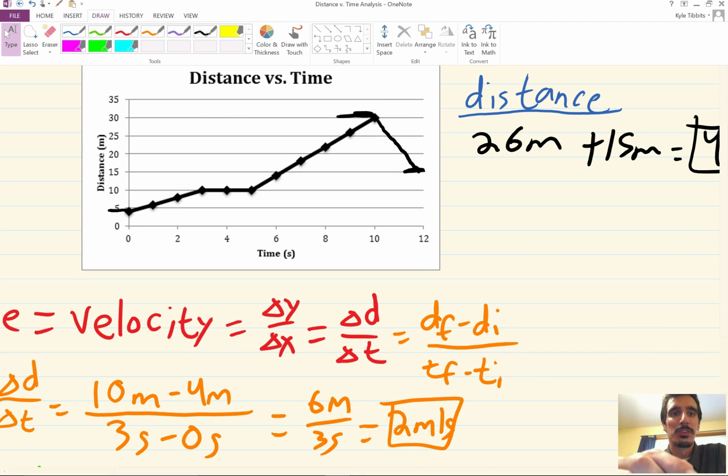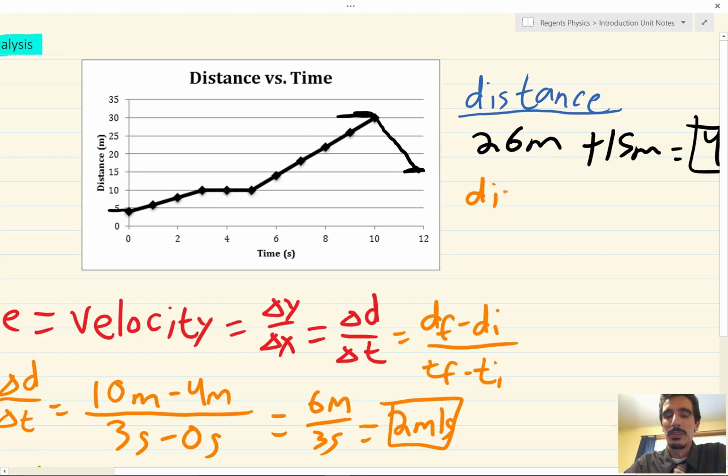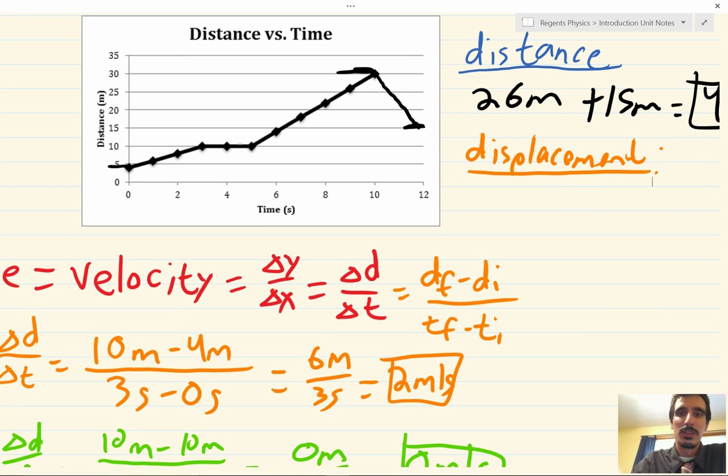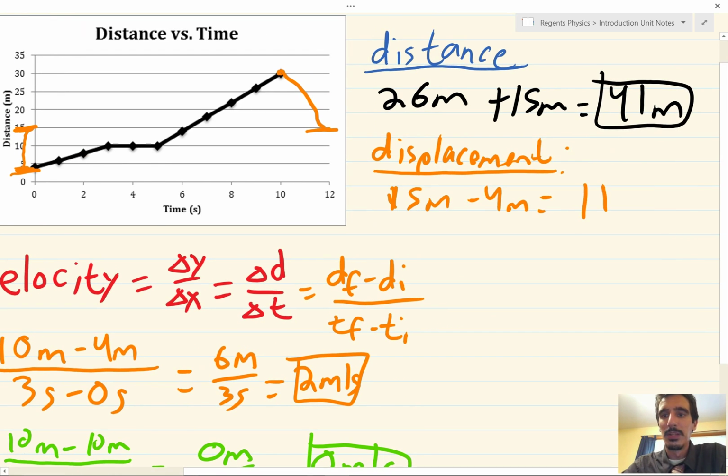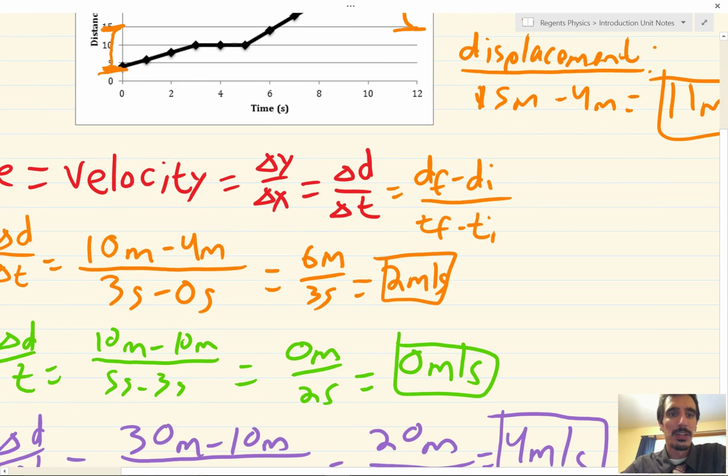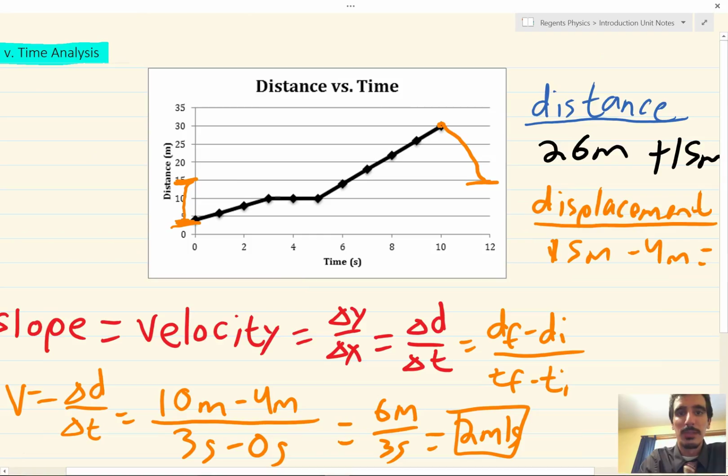Okay, let's do the same thing for displacement. And let's see if we'll get the same answer as distance. So again, displacement. Where do you start? Where do you finish? It's the shortest path. So we started at 4 meters and we finished at 15 meters. So your displacement is 4 up to 15. So 15 meters minus 4 meters. Displacement is 11 meters. And that's how you analyze a distance versus time graph.